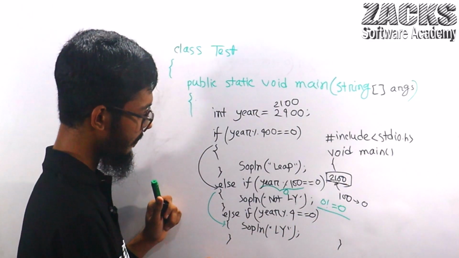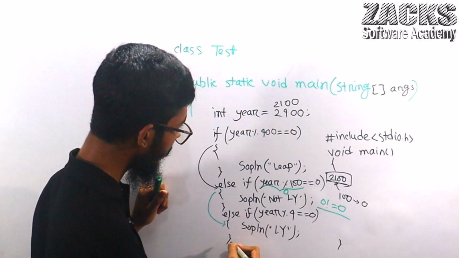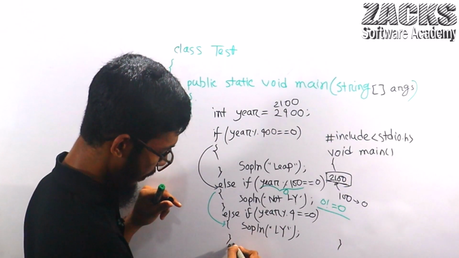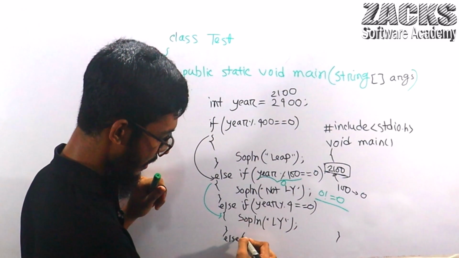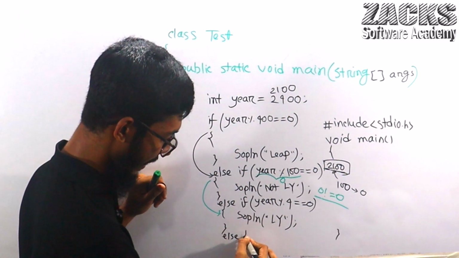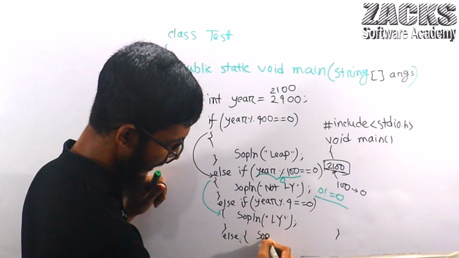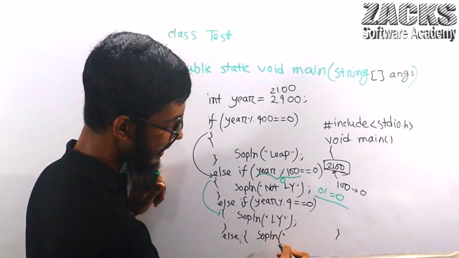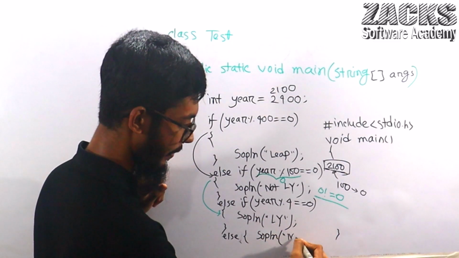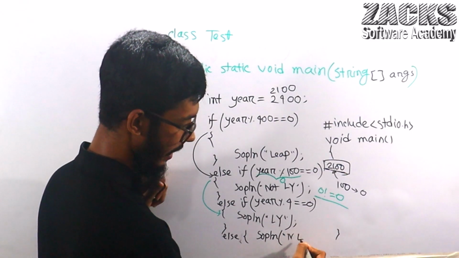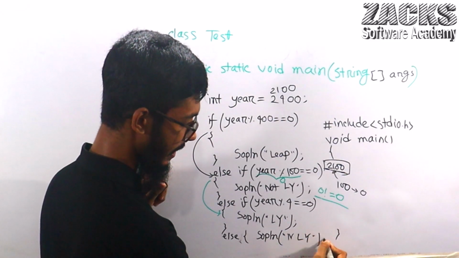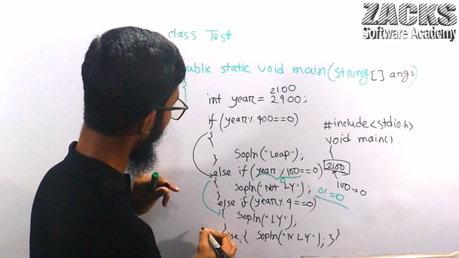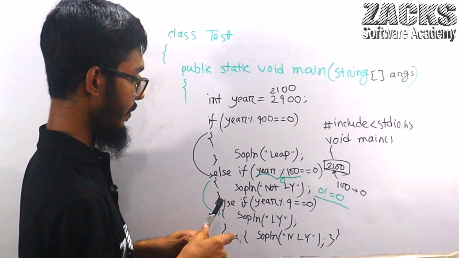Otherwise, else, System.out.println, the year is not a leap year now. Hopefully you got this point. Any confusion? You got this Java code.